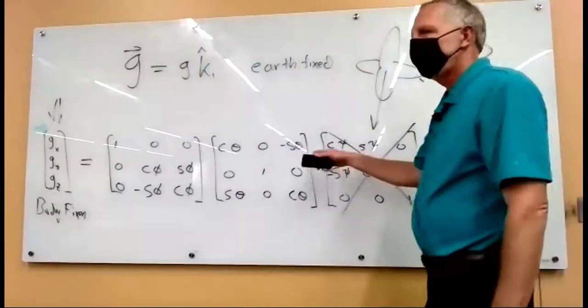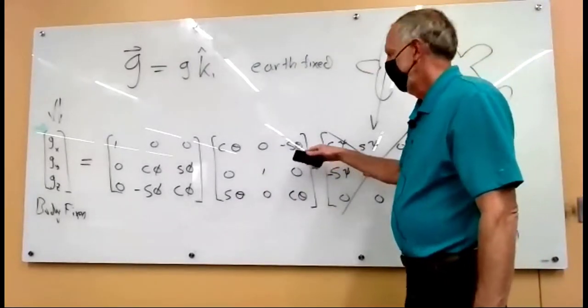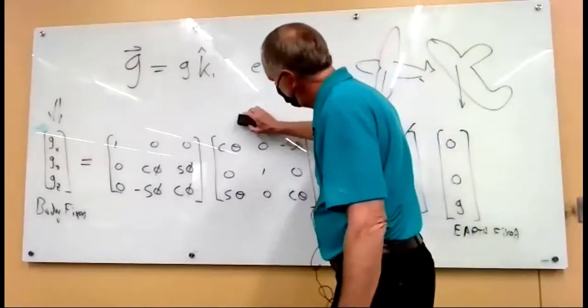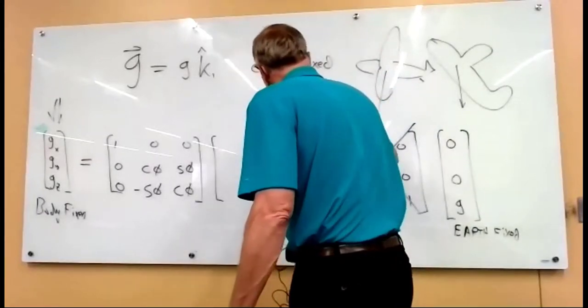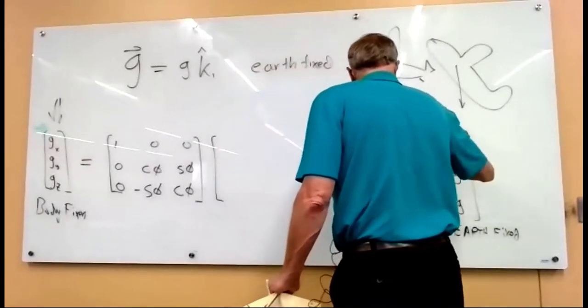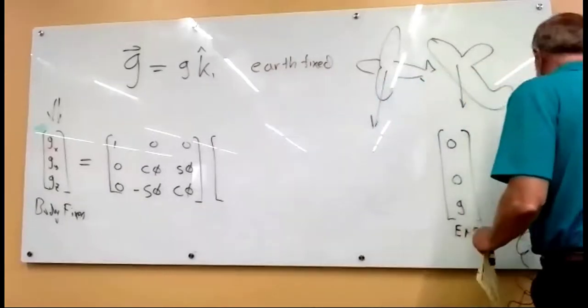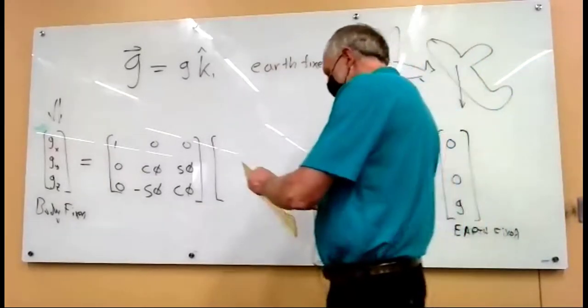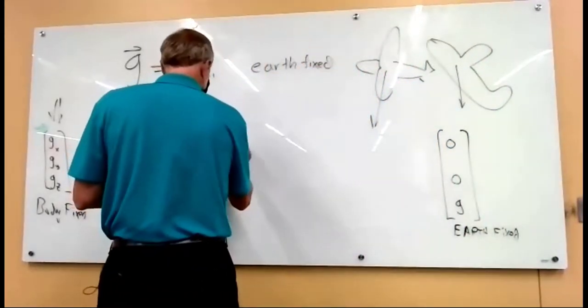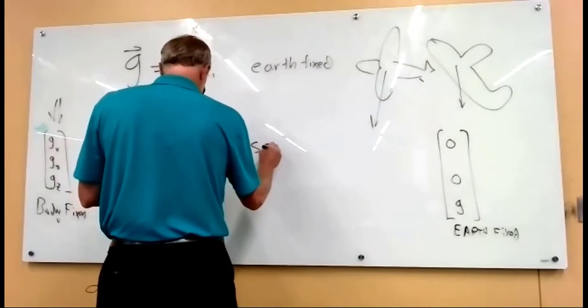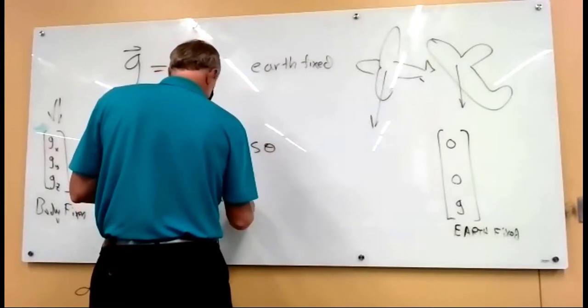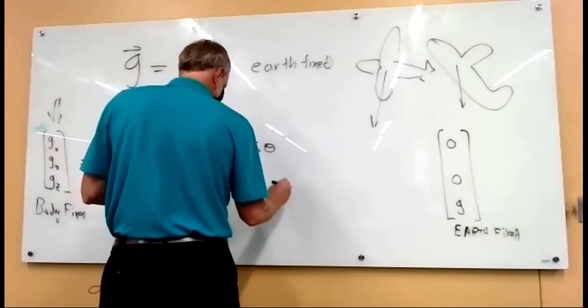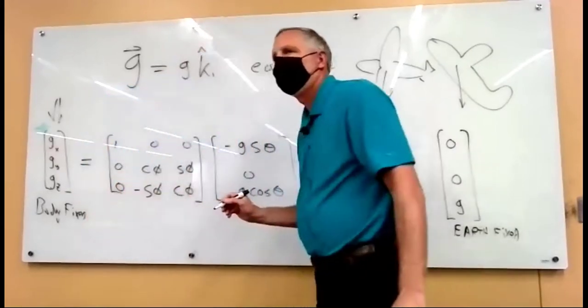So have you guys done the first one? Right, you're gonna take this times this, you're gonna get a vector here. So double check, you should have got this. Check.